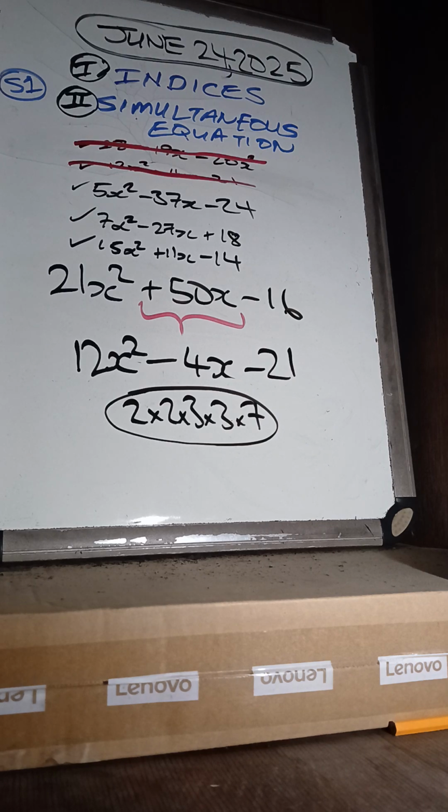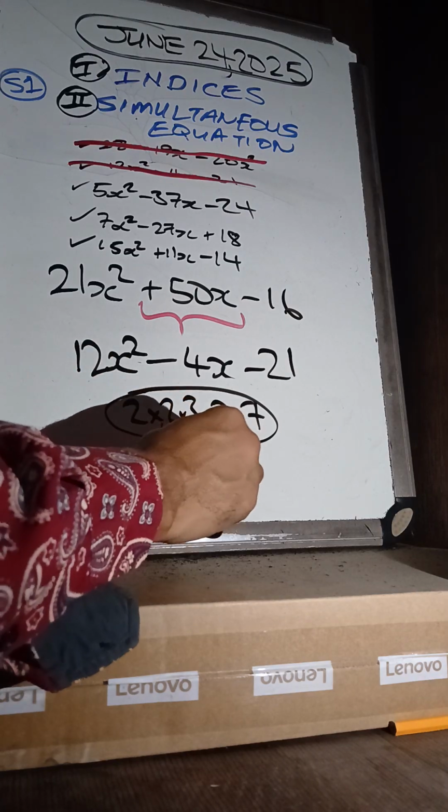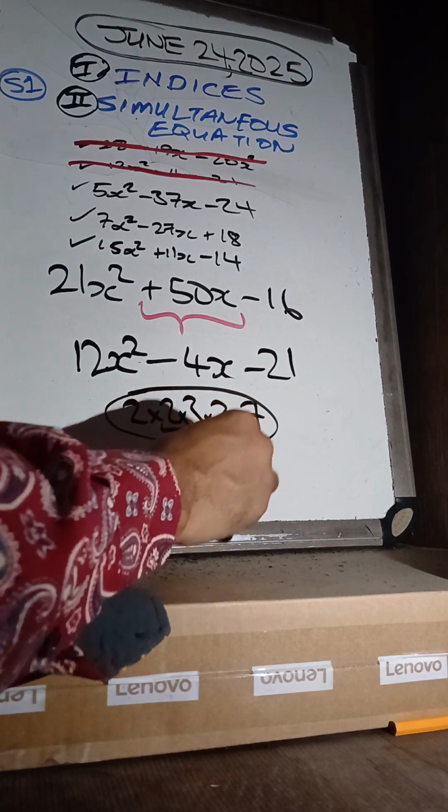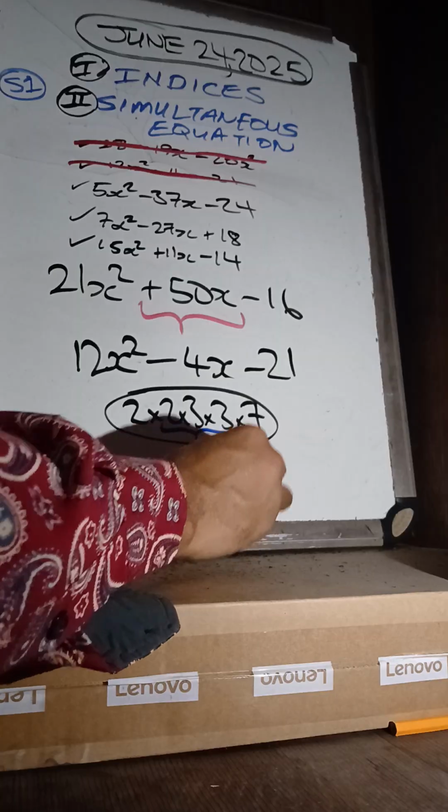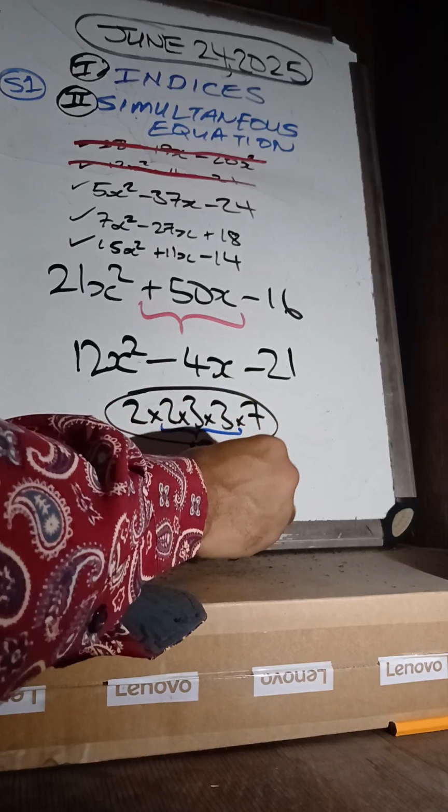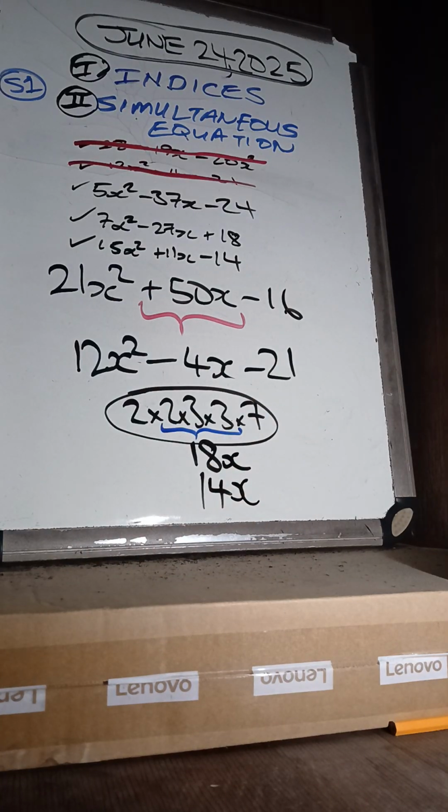Ooh, but what about the middle? What about this? What about this? What about that? No, this is 18 and the remainder of it is 14. Let's put x's beside them. What can we do with that?